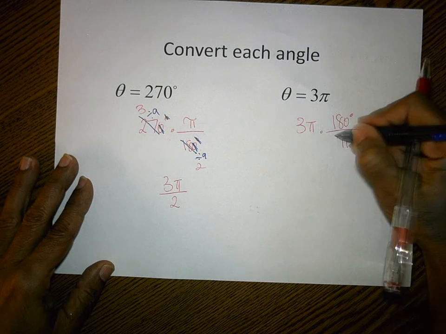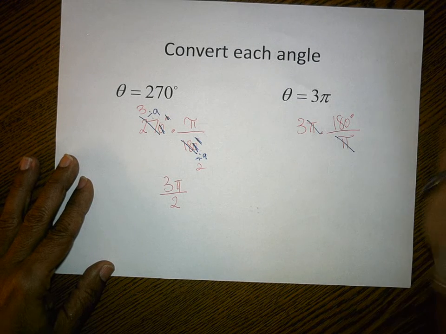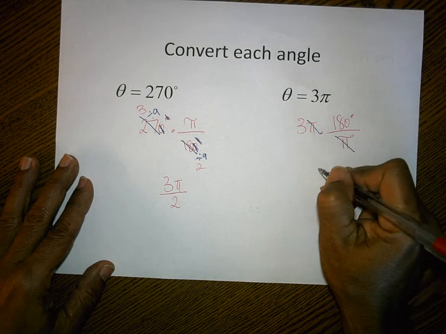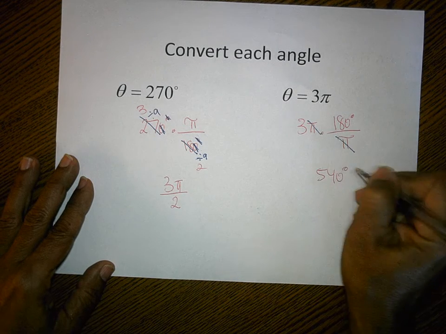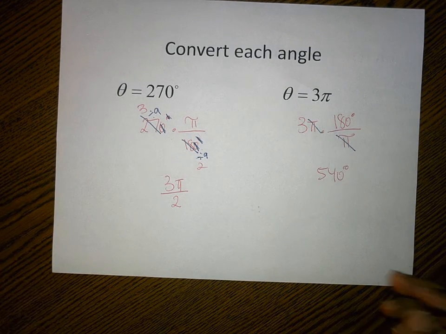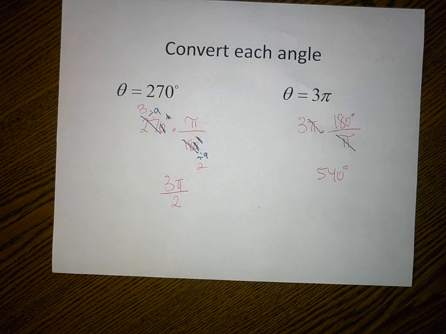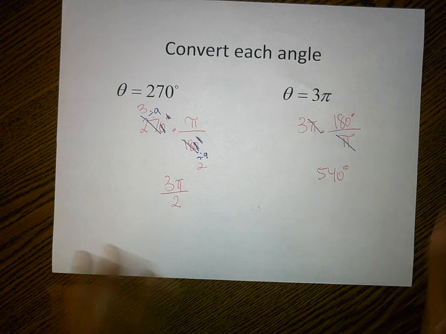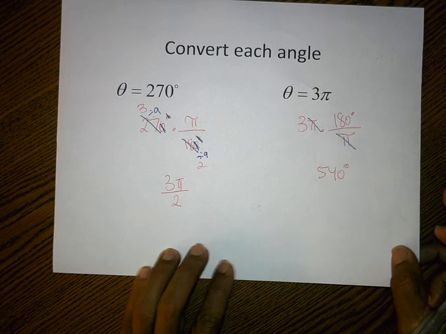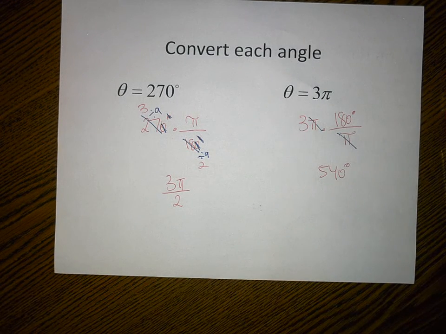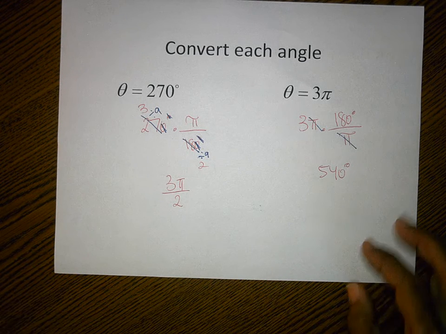Okay? So the pi radians reduce, and then 3 times 180 is 540. So there you go. That's how you do converting. So recapping everything, you know how to sketch angles, you know how to find coterminals, you know how to convert. Okay? And that is the entire length of the lesson, Objective 1.